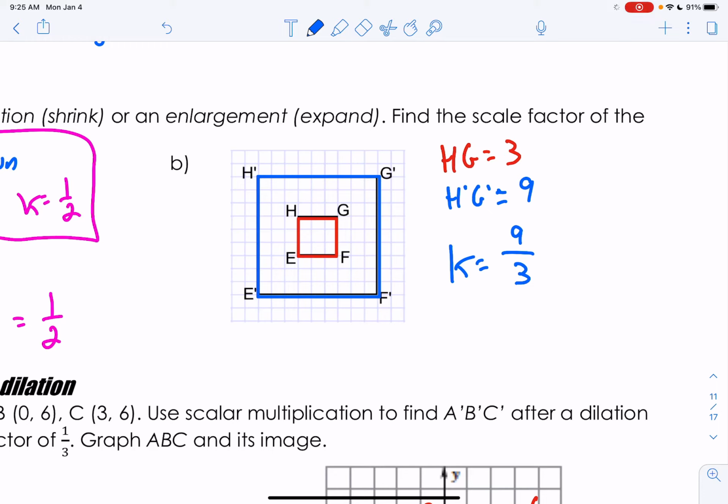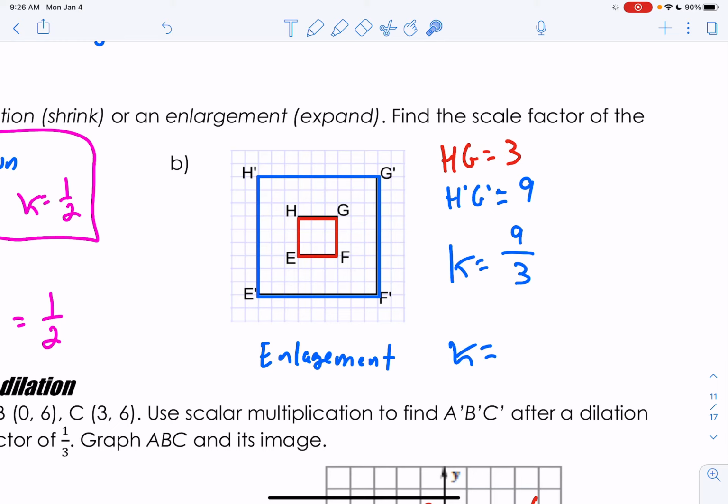The part that I should have led off with, sorry, is whether or not this is a reduction or an enlargement. Red is my pre-image, and blue is my image. So red's what I start with, blue's what I finish with. And obviously, as I go from red to blue, I get bigger. So this is going to be an enlargement. This is another way you can check yourself. We know that because it's an enlargement, my scale factor should be a number that's bigger than 1.